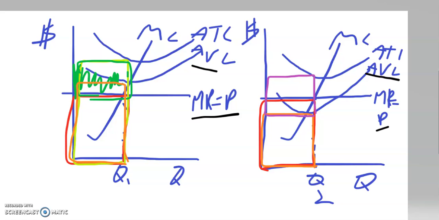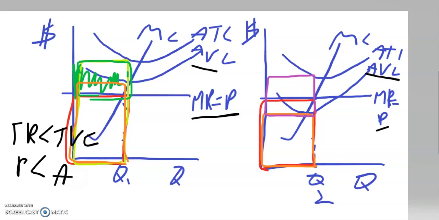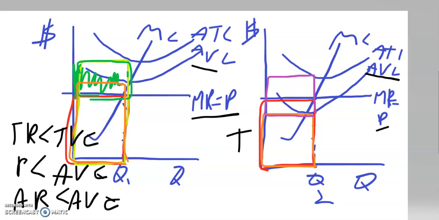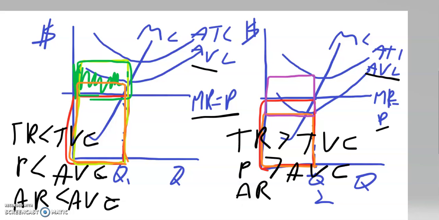So what we're looking at here, just to make sure that you understand what you're looking for on this firm: their total revenue is less than their total variable cost. Their price is less than their average variable cost, and their average revenue is less than their average variable cost. Whereas this firm on the right has the opposite. Total revenue is greater than total variable cost, price is greater than average variable cost, and average revenue is greater than average variable cost. So that's the shutdown rule.